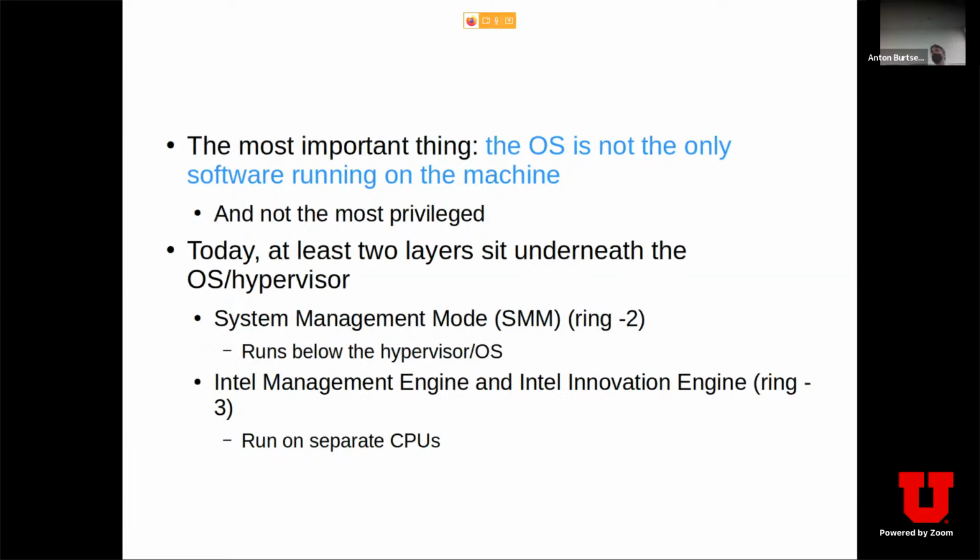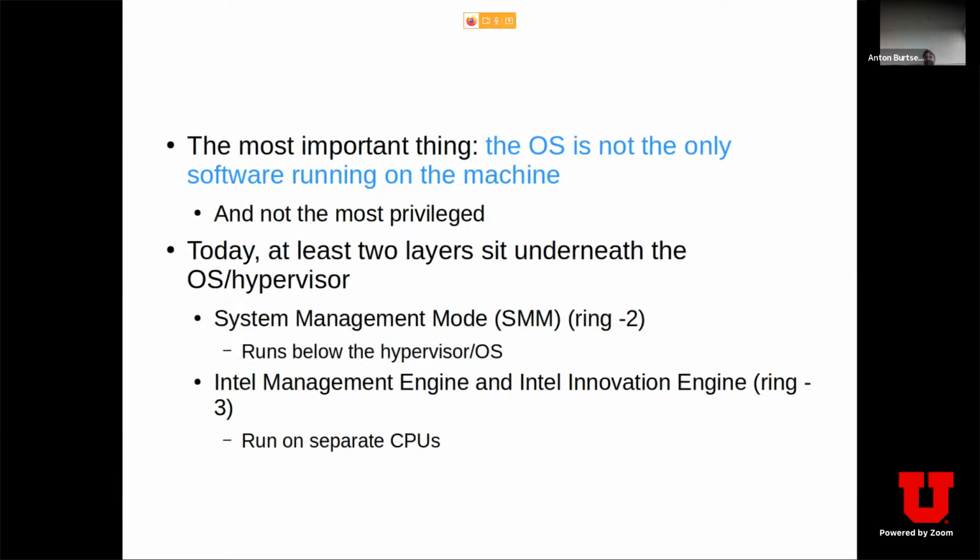Maybe someone flipping bits, right? And the outcomes of your computations are controlled not by you, but by someone who controls the lowest levels of software. So for security researchers, it's important to understand how the platform boots and how to ensure the security of the platform, right? So today there are at least 2 layers of software running under the operating system kernel.